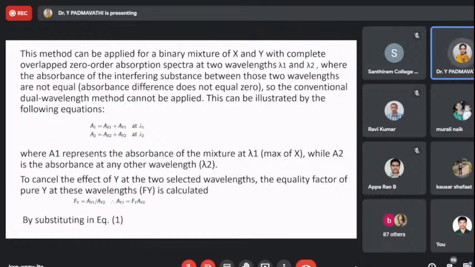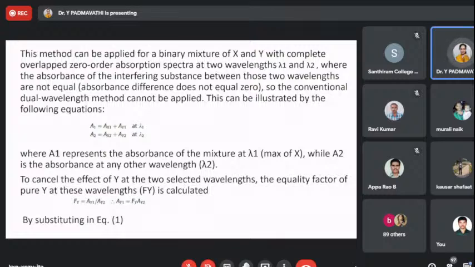The equality factor is nothing but the ratio of the absorbance of the Y component at the two wavelengths, capital A Y1 and capital A Y2. That is the absorbance of the Y component at the first wavelength and at the second. You select the two wavelengths in such a way that the absorbance of the Y component is different at those two wavelengths. That's the condition. I just gave an equation, which I put in when I explained the introduction.